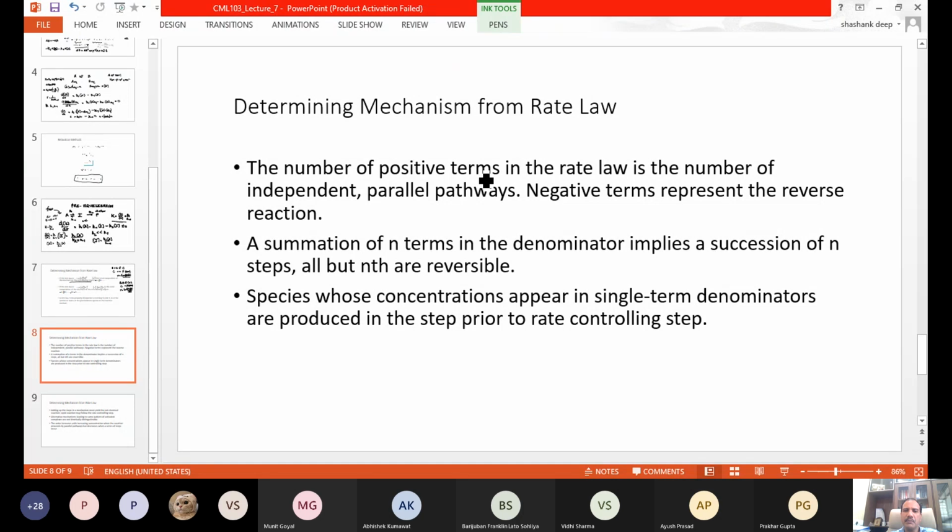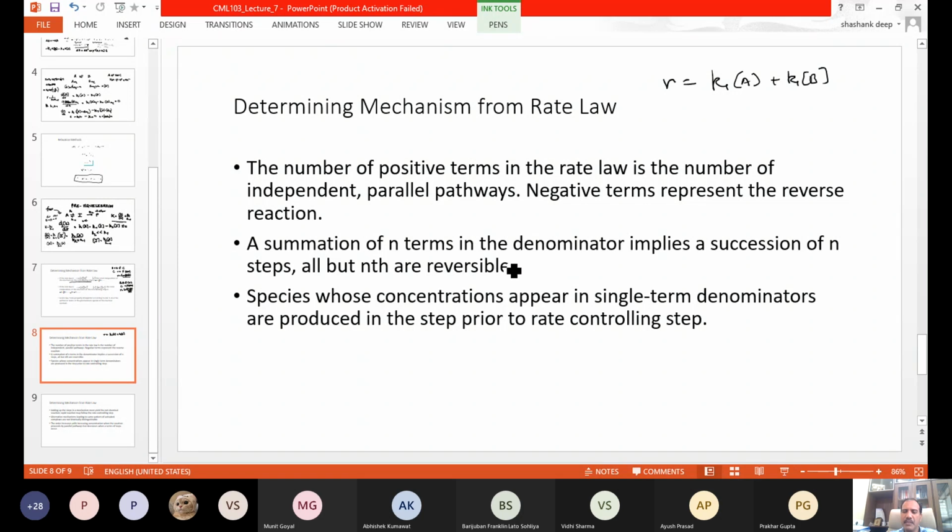The number of positive terms in the rate law is the number of independent parallel pathways. Negative terms represent the reverse reaction. So if the rate law is like R equal to K1 into A plus K1 into B, something like that, then it must go by independent parallel pathways. The negative term represents the reverse reaction. So if there is a minus term here, then there will be a reverse reaction.